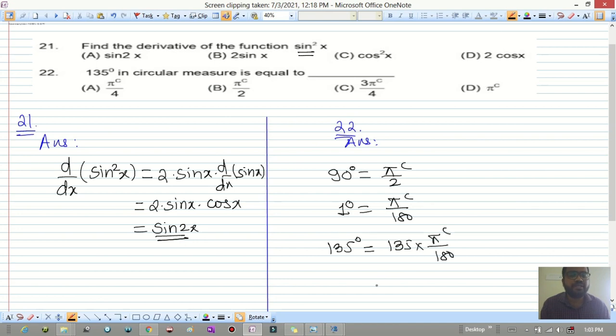And that is equal to, if you just divide this, you will get 5 2s are 10, 5 7s are 35, 5 3s are 15, 5 6s are 30, so you will get 9 3s are 27 and 9 4s are 36 radian. 3 pi by 4 radian is the answer. So as you can see over here, this is in option C. So 21st option A and 22nd option C is the correct option.